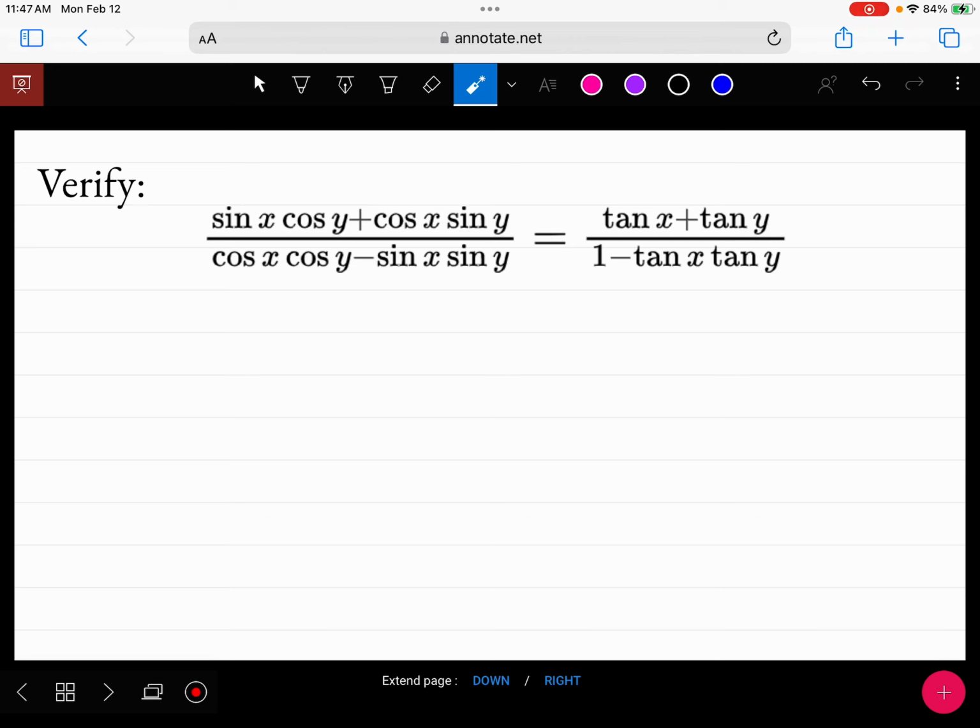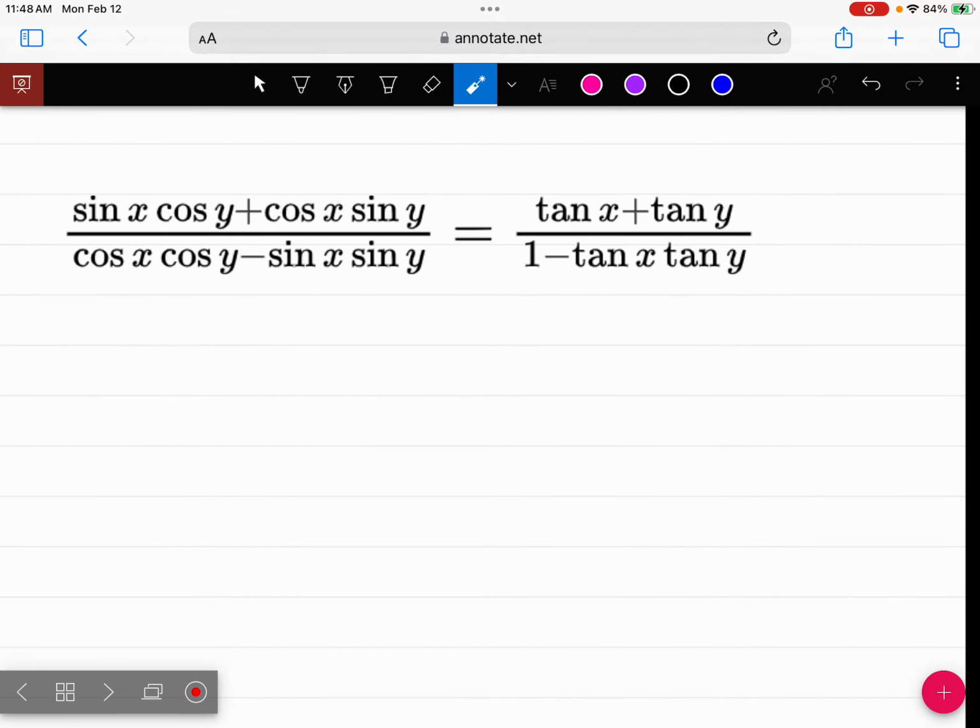So here's our last verifying, and it's our first one that has two variables in it. So I have sine of x cosine y plus sine y cosine x over cosine x cosine y minus sine x sine y. And we want to see if that equals tangent of x plus tangent of y over 1 minus tangent of x tangent of y. And this side does look longer, but honestly, I can't really see anything I can do with that. And we know that tangent is the same thing as sine over cosine.